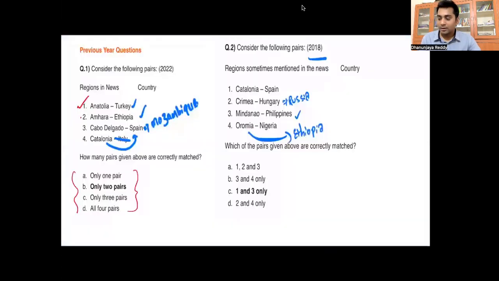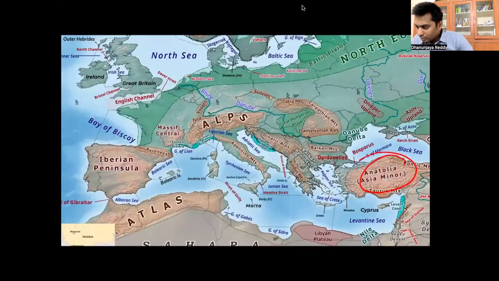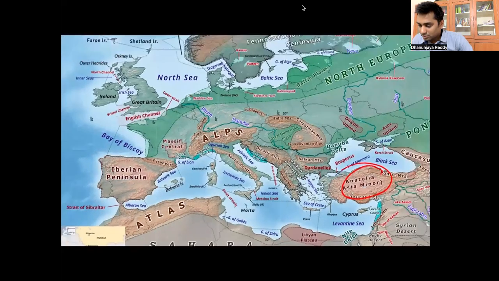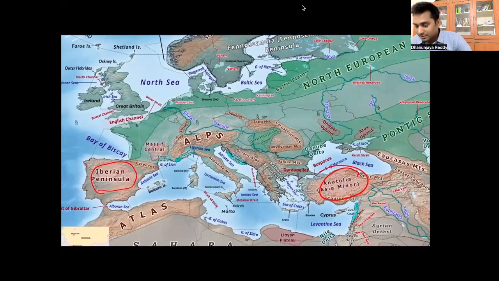Anatolia Plateau, just now I said it is in Turkey, right? Amhara is in Ethiopia. Ethiopia is in the news. We'll discuss this sometime later. But Amhara is present in Ethiopia. Cabo Delgado is present not in Spain. It is present in Mozambique. And Catalonia is present in Spain. Iberian Peninsula, you have here, and Catalonia is also present there itself.